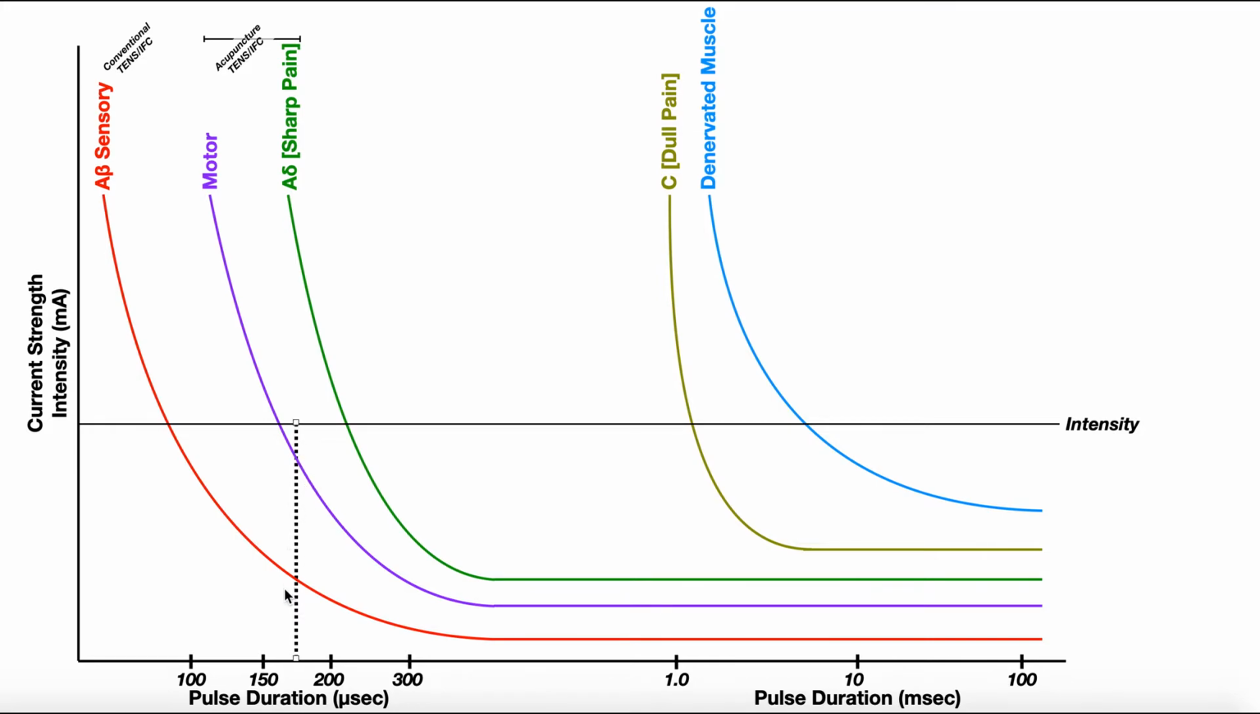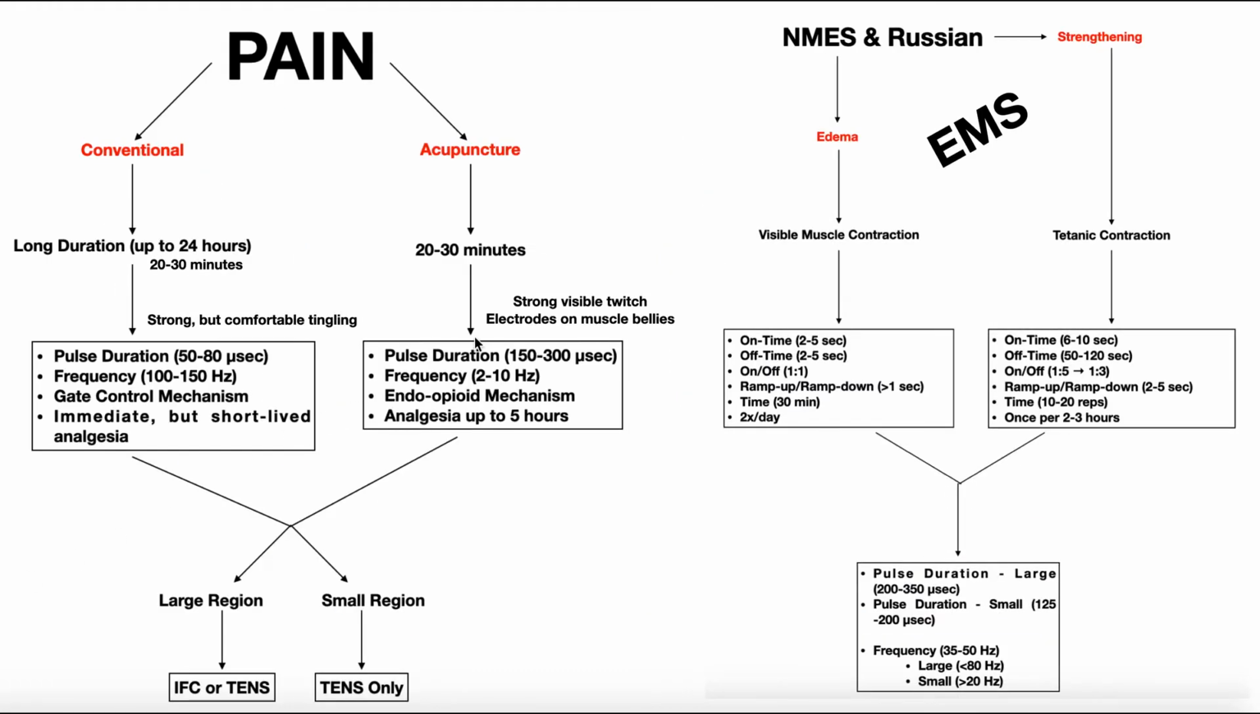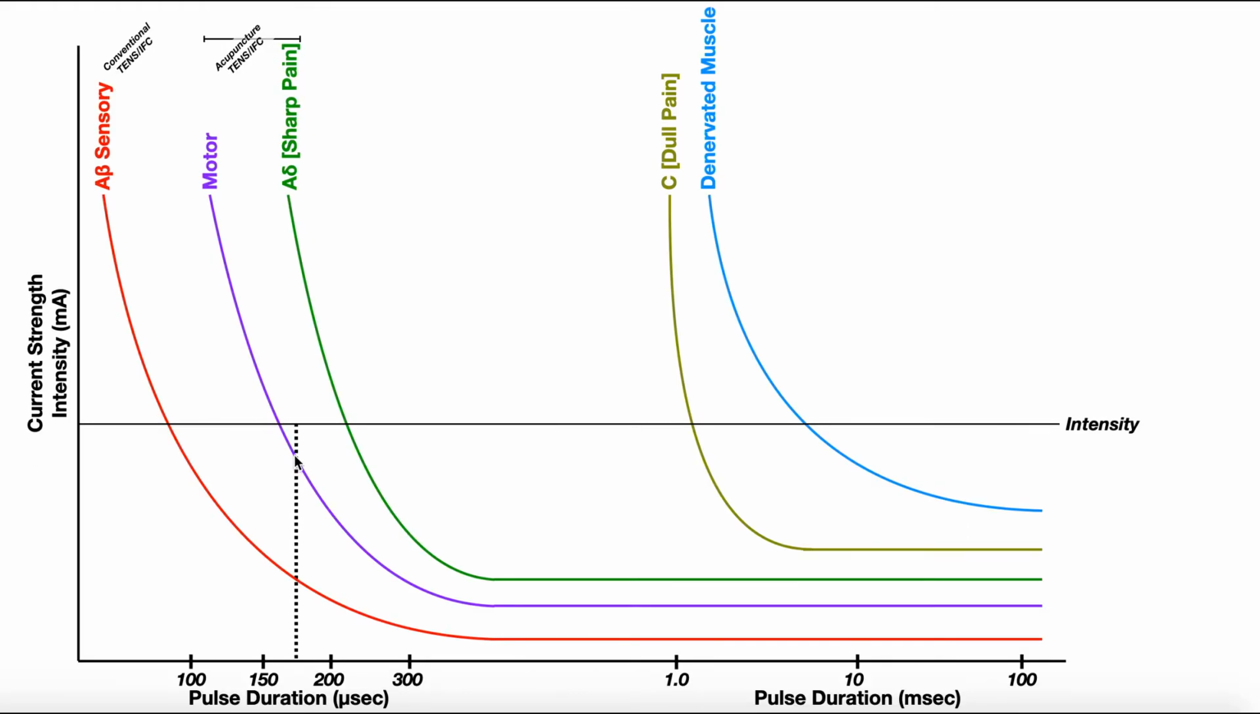So let me ask you, based on what curves we're bisecting here, what effects might we see? Are we going to have some tingling? Yes, because we are stimulating these A beta sensory fibers. We're crossing that red curve. But now we're also crossing the purple curve, which corresponds to motor neurons. So now we're starting to stimulate some motor neurons, meaning we're going to get some strong visible muscle twitches. Okay? Now, in this curve, the way I've drawn it, we're not yet going to get sharp pain because we haven't yet crossed this green curve.